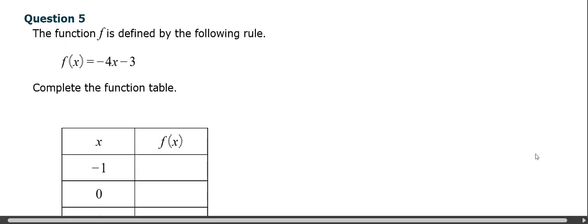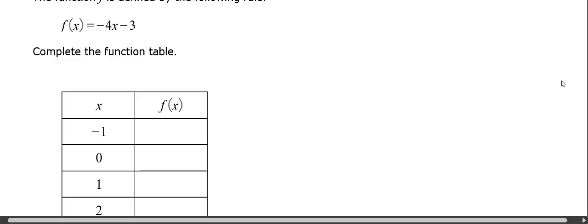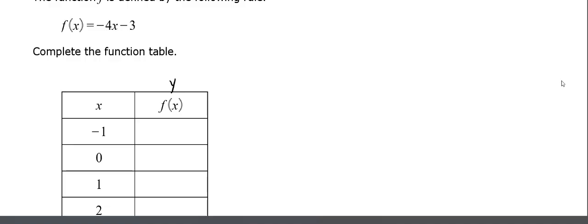Our next question is to complete the function table. So here we're given a function f of x equaling negative 4x minus 3, and it's telling us what we're using to substitute in for x. And remember, f of x is the same thing as y, so that's going to be our y column, or our f of x answer, after we plug in these values for x. So the first one we're evaluating is f at negative 1.